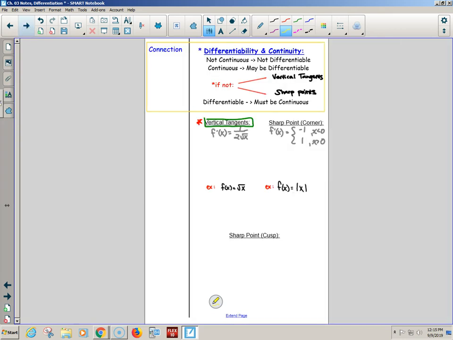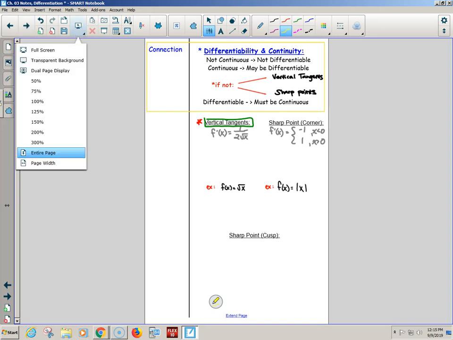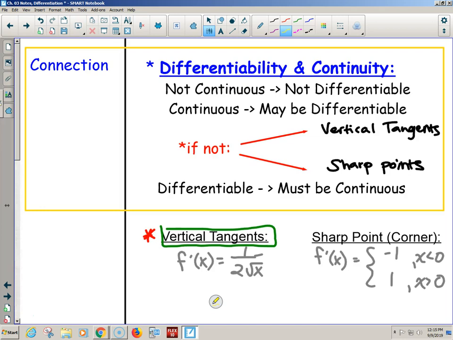I think we only have one more page. Ooh, that's right. Section 3.1 was the definition of derivative, and 3.2 is differentiability.